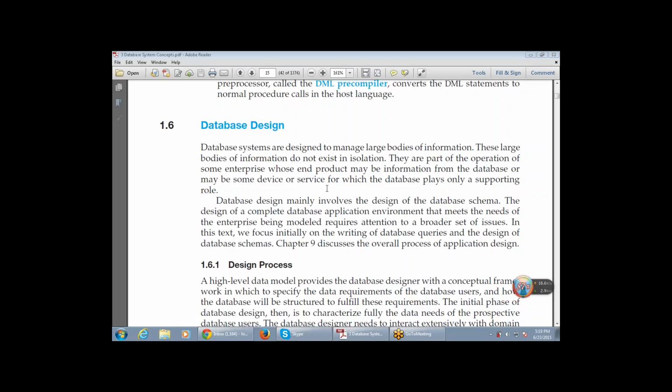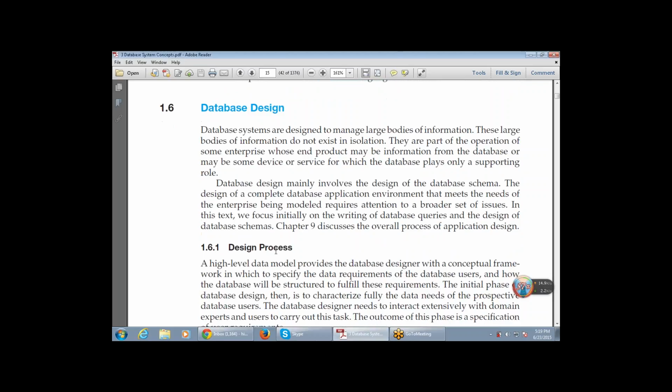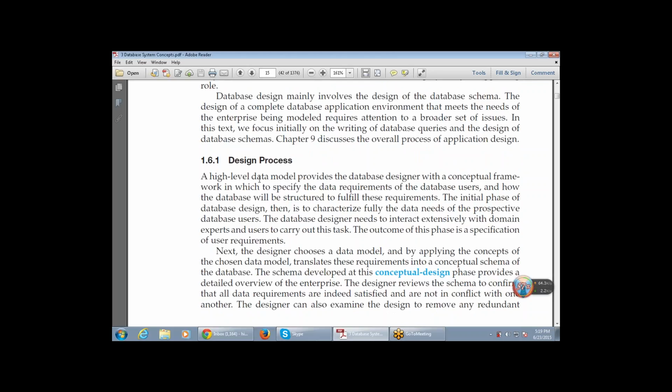Now the first topic is the design process, that is, how to design the database. A high-level data model provides the database designer with a conceptual framework in which to specify the data requirements of the database users, and how the database will be structured to fulfill these requirements. It provides the conceptual framework that is visible to the database designer.